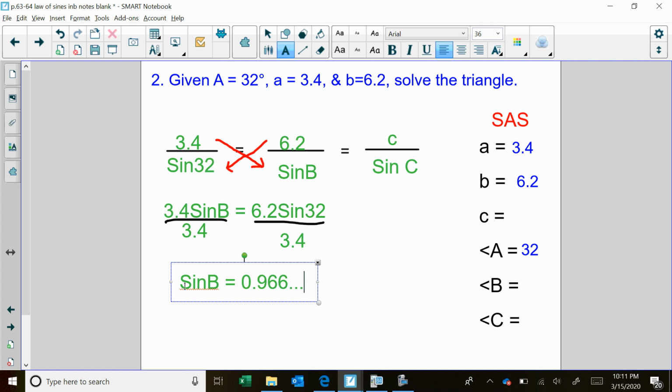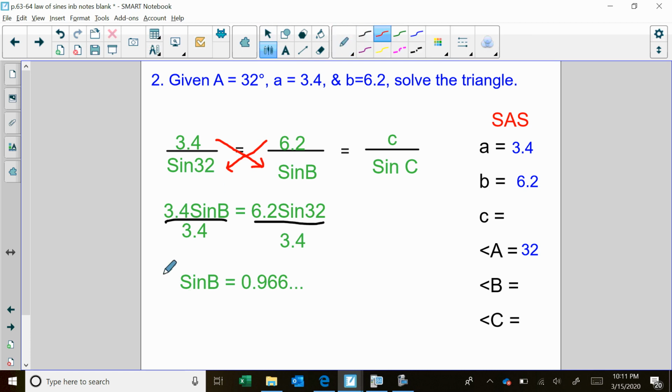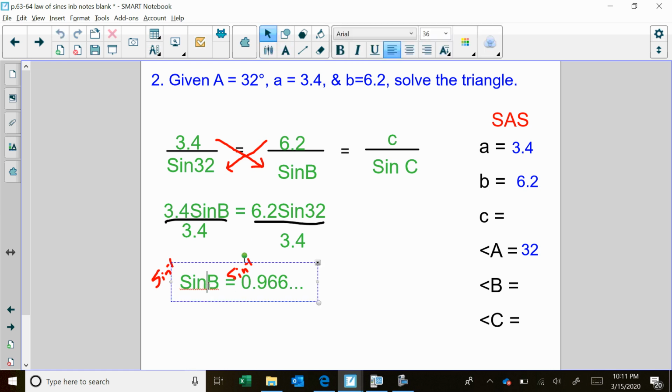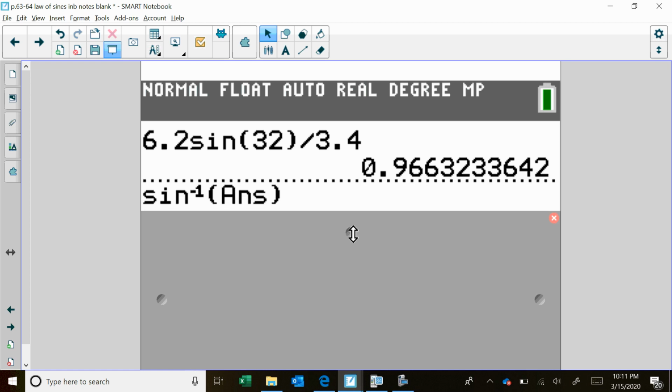So remember, in order to get rid of sine, you have to use its inverse. So we're going to have to do sine to the -1 power to get rid of that. We have to do its inverse. Can't divide by a sine. You have to use its inverse. Sine is not multiplication. So that calculation gives us b.